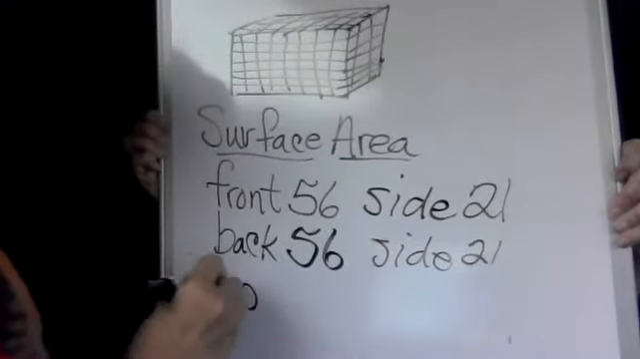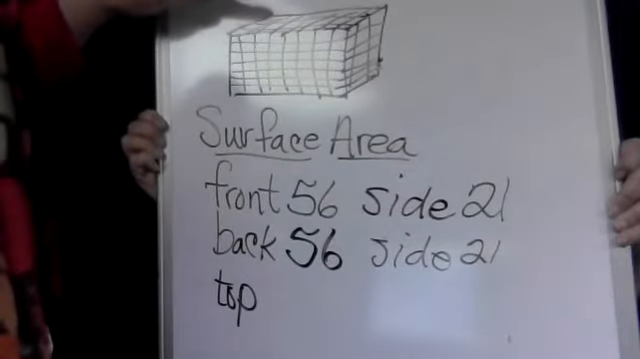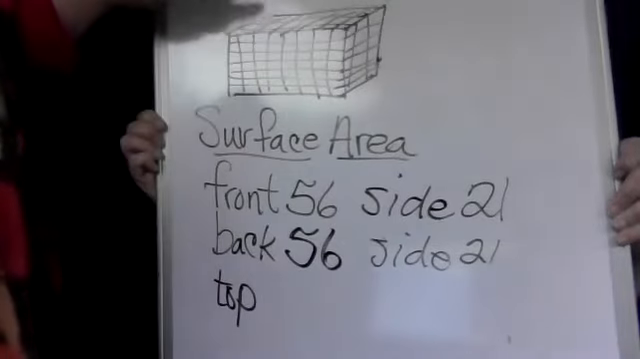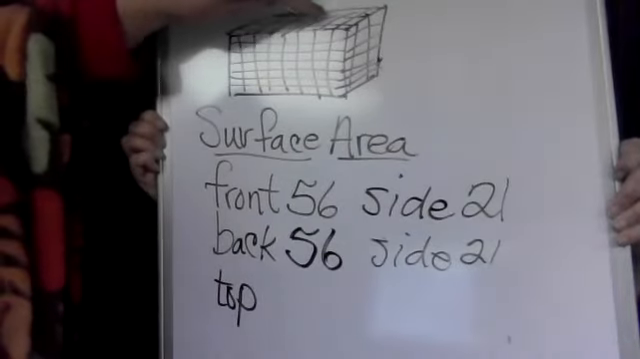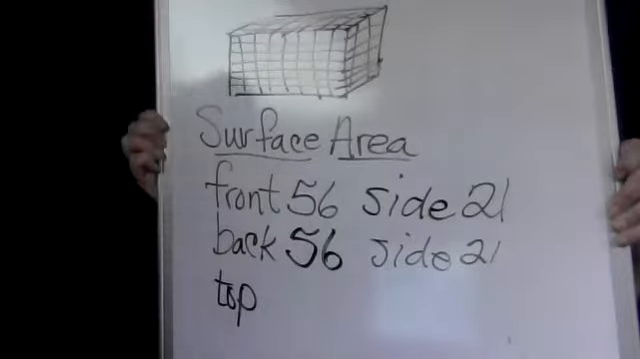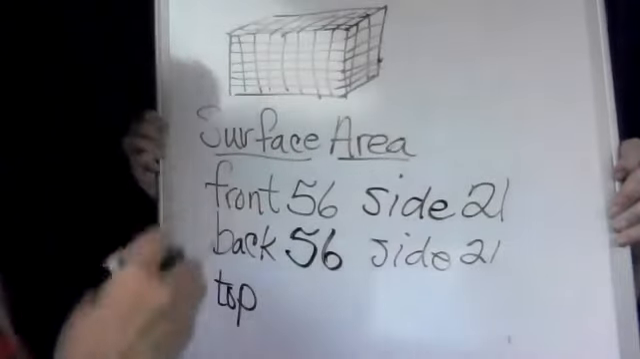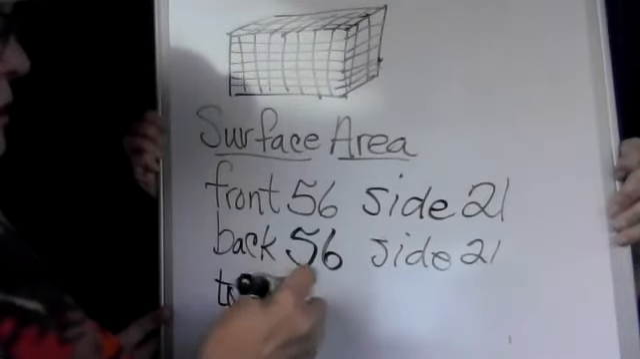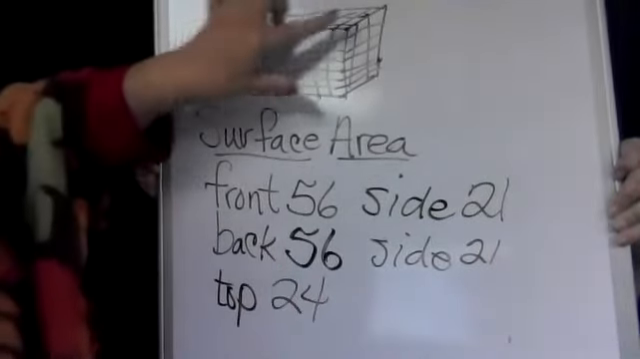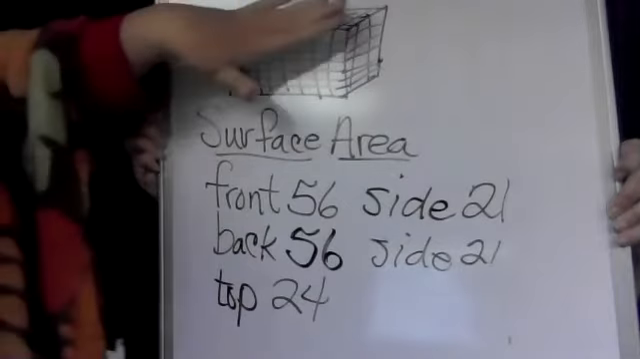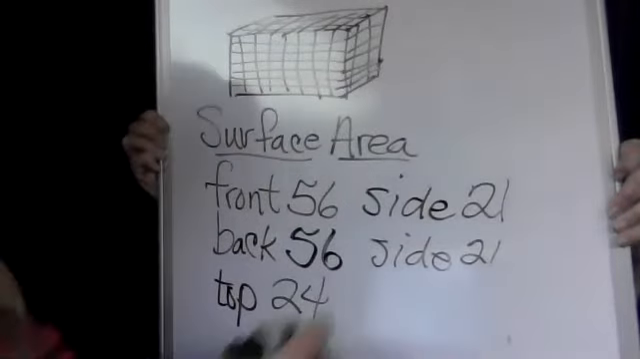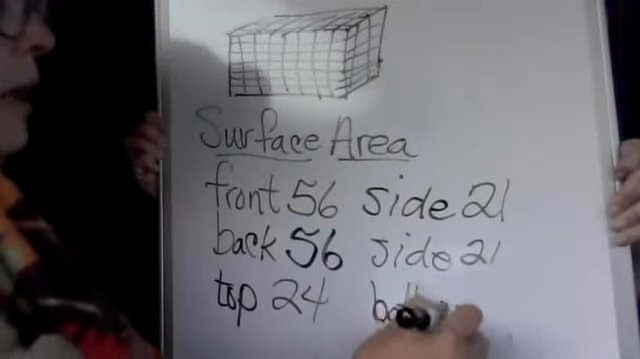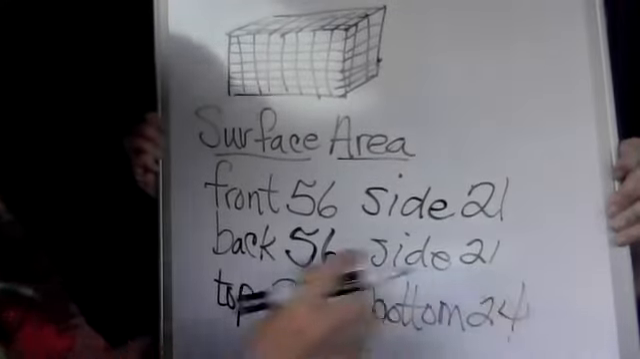Okay, and now I need the top and the bottom. So on top, I'm going to look and try to count how many boxes somebody drew on this prism. 1, 2, 3, 4, 5, 6, 7, 8. 8 by 3. So 8 times 3 is 24. So whoever drew the boxes up here drew 24 boxes on top. And you know that the bottom is going to be exactly the same. So on the bottom, I also have 24 boxes.